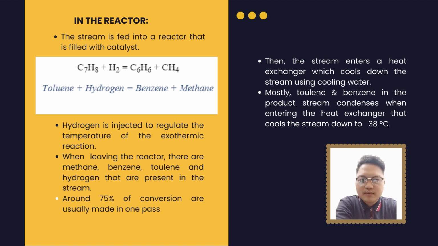Then, the stream enters a heat exchanger which cools down the stream using cooling water. Mostly, toluene and benzene in the product stream condense when entering the heat exchanger that cools down the stream to 38 degrees Celsius.